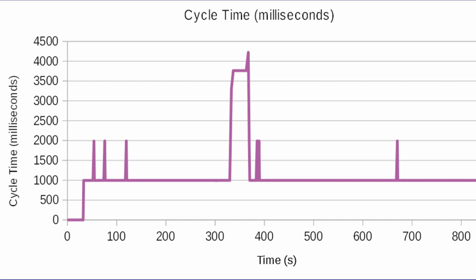This is a cycle time, and we can see that for the most part, we're at 1 second intervals gathering data. There's an occasional peak to 2 seconds. I'm not sure the reason of that. It could be the communication between the two devices. It could be the program's holding it up a little bit.